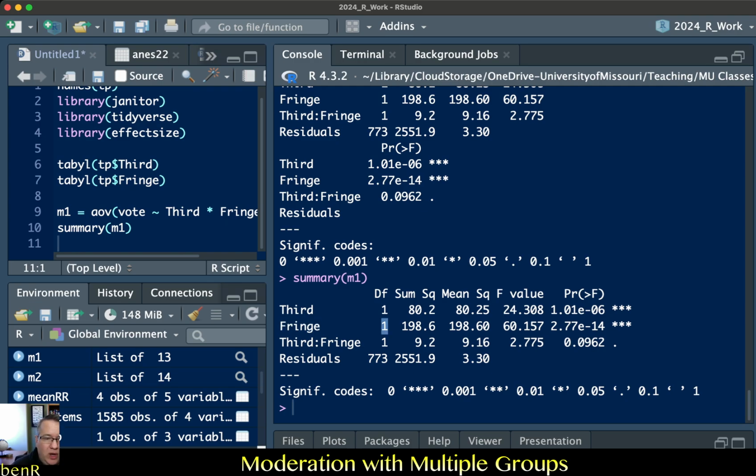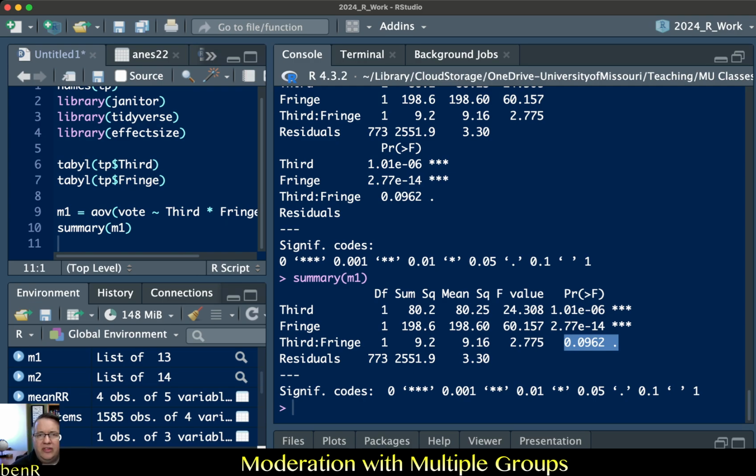Same thing with fringe. The degrees of freedom is 1 because k minus 1, there's only fringe and center, so we get 1 degree of freedom. We get our F value, we get a significant p-value again, and then for the interaction third by fringe, you'll notice that the p-value is approaching conventional levels of statistical significance, but it's not statistically significant itself. The p-value is 0.09.